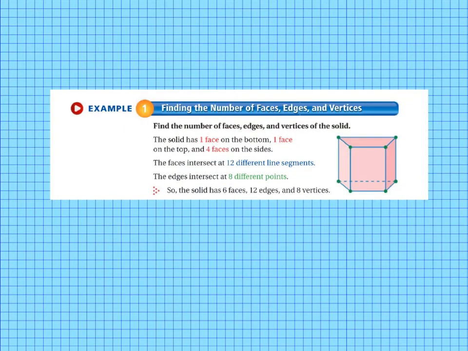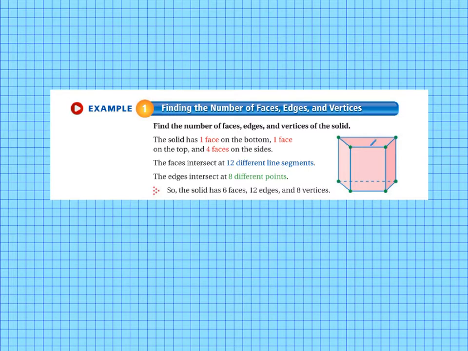We're going to start with example 1, finding the number of faces, edges, and vertices. So vertices is just the plural of vertex, so don't let that word scare you. And so our directions are to find the number of faces, edges, and vertices of the solid. So you can see this pink solid that's sitting here. And it says the solid has one face on the bottom, one face on the top. I'm going to mark those for you.